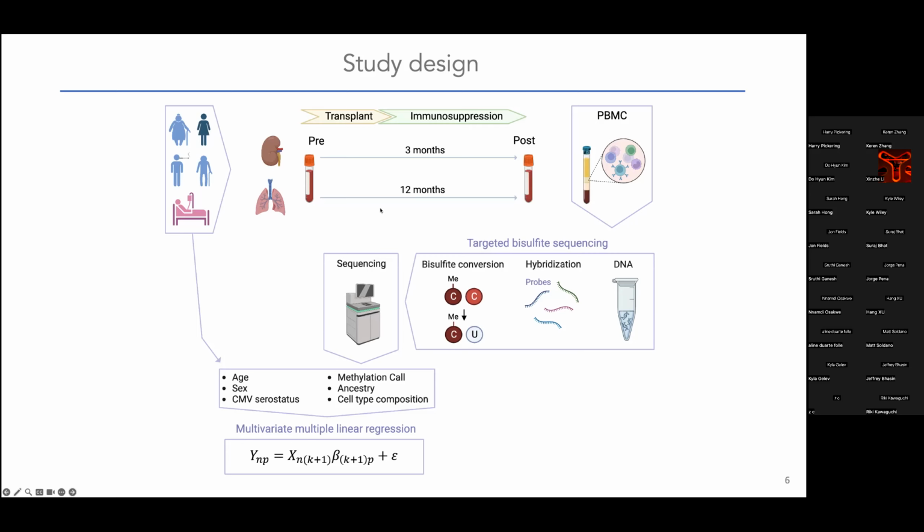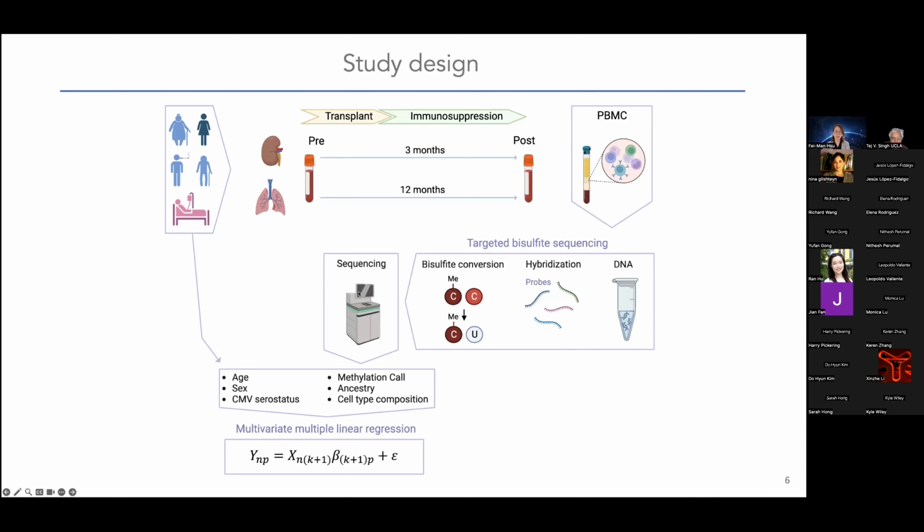From these blood samples, we isolate peripheral blood mononuclear cells, which will be a thin layer showing up here. So they will be enriched for those white blood cells, immune cell types. For these biopsies, we put them into targeted bisulfite sequencing. We'll introduce this really quick in a few slides. This is the way we profile their genome-wide DNA methylations.